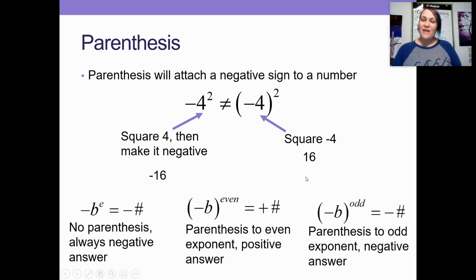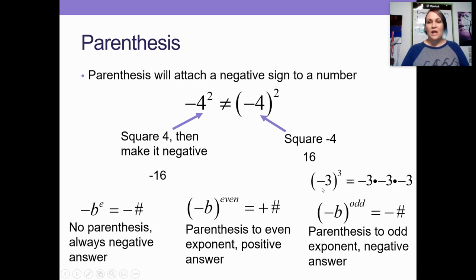But if you have a negative number with an odd exponent, even if it has parentheses around it, it's still going to be a negative answer. And the reason is that when you have 3 negatives, or 5 or 7, or any odd amount of negatives, 2 of them will cancel, and you're always going to have one left over that changes your answer to negative. So here's an example of that. Negative 3 to the third is negative times negative times negative, and the first 2 will cancel, but the third one will make your answer negative.